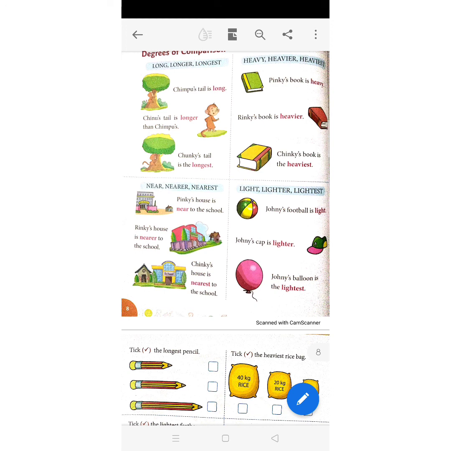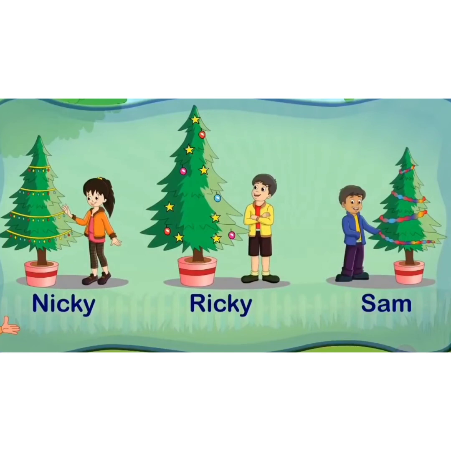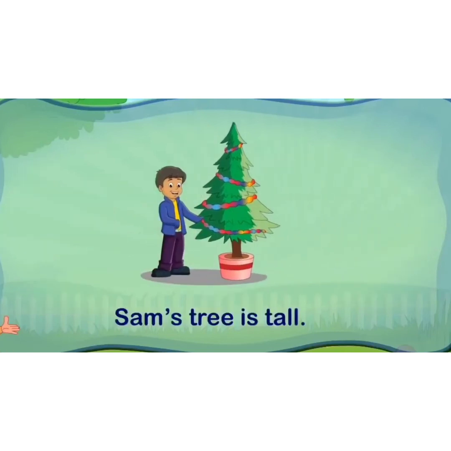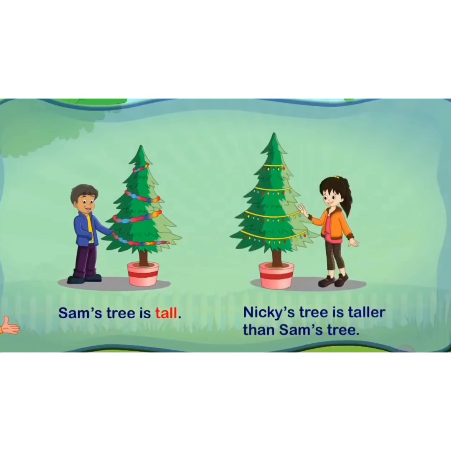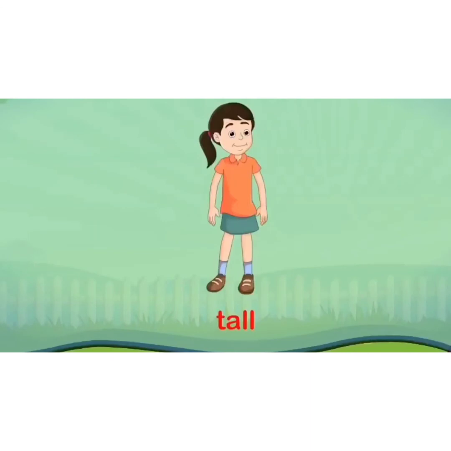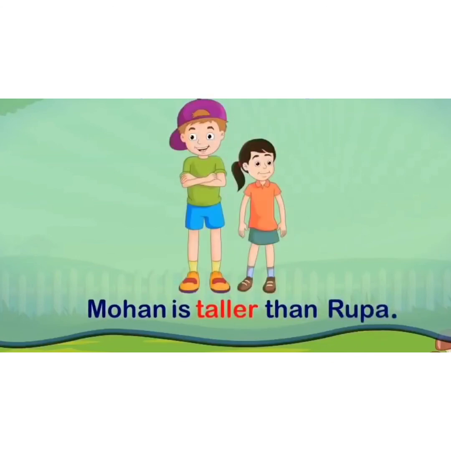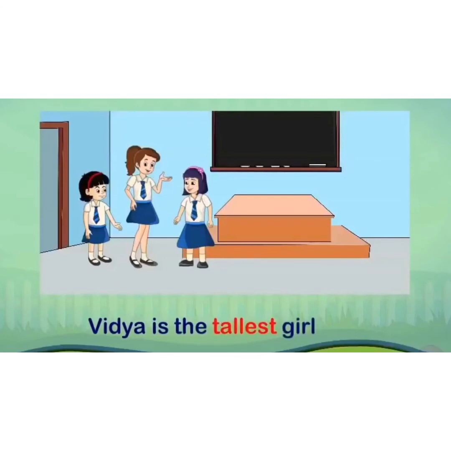Now let us see some more examples. Here Nikki, Ricky and Sam have brought a Christmas tree to their class, where Sam's tree is tall. Nikki's tree is taller than Sam's tree, where Ricky's tree is the tallest of the three trees. Rupa is tall. Mohan is taller than Rupa. Vidya is the tallest girl in her class.